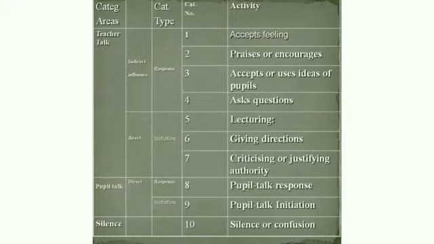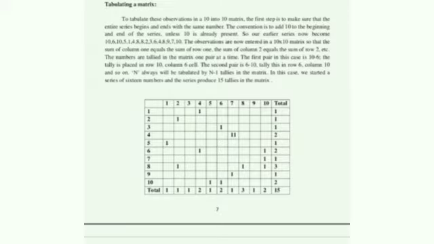Next, we can look at how to construct an interaction matrix. We have to construct an interaction matrix using a 10 by 10 table. It would have 10 rows and 10 columns. This is known as a matrix. The category numbers of the record sheet are tabulated in this matrix.